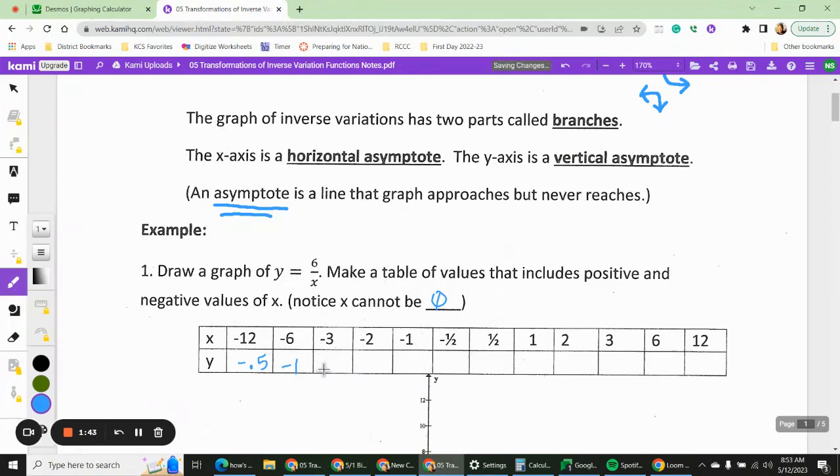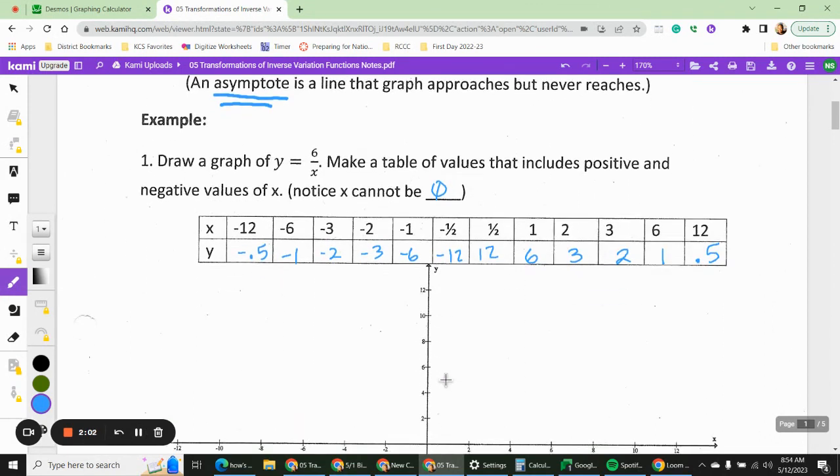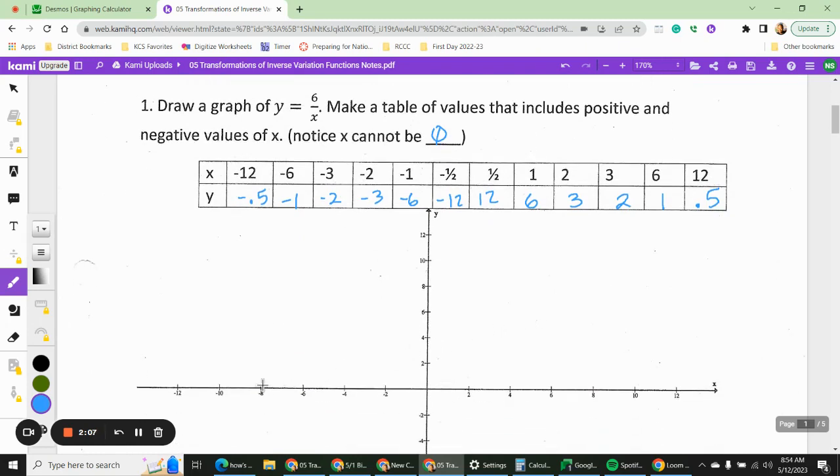And go ahead and pause this for a moment. Finish filling out this table. If you have your table in, it should look like this. And we're going to take these coordinates and graph them, plot those points, and then connect the dots to draw this graph. So for example, negative 12 and negative 0.5, that's left 12 and down 0.5, so about right there. And then the point negative 6, negative 1 is about right there. And we're going to keep going, negative 3, negative 2.